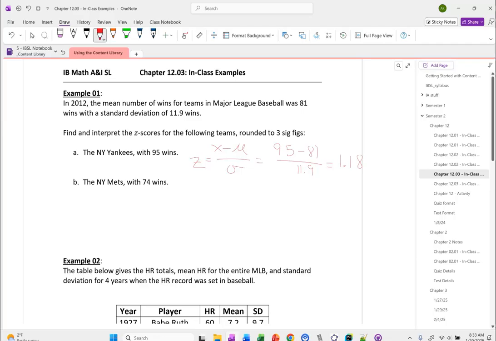That's correct, negative 0.588. And so what we would say then is that the New York Mets won 0.588 standard deviations below the mean. So they were worse than average. How much worse than average? Almost half, or more than half, a standard deviation worse than average. Does everybody feel okay there with doing that z-score computation?